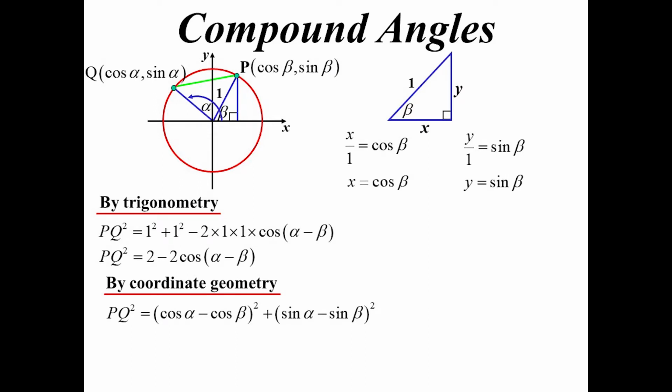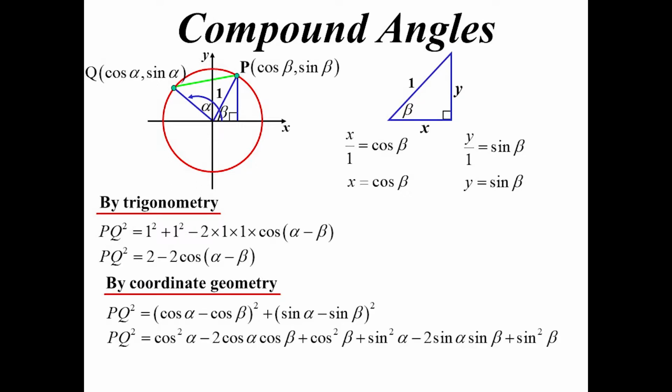Another way I could have done it was using the distance formula, so coordinate geometry. So I could have said the difference in the x value is squared plus the difference in the y value is squared. And if I expand that all out, ooh, look at that. There's a bit of tidying up there because I've got a cos squared alpha plus a sine squared alpha. We know that's going to be 1. And I've got a cos squared beta plus a sine squared beta. We know that's going to be 1 as well. So it becomes 2 minus 2 cos alpha cos beta minus 2 sine alpha sine beta.